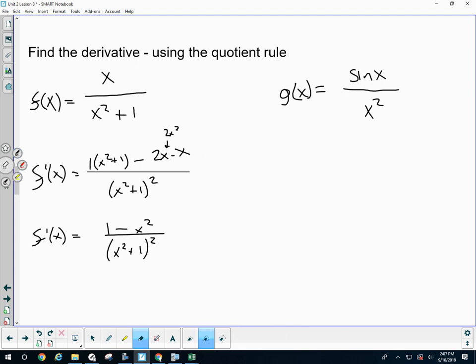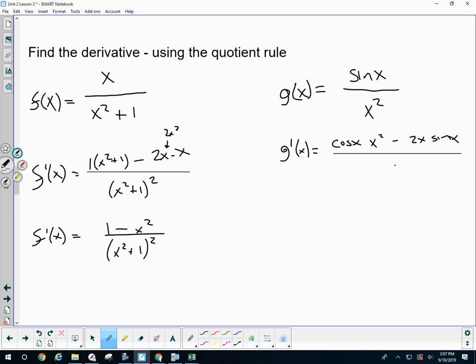For g, it's tangent slope generator using the quotient rule. Derivative of the top times the bottom. Don't multiply that cos x and that x squared together to be cos x cubed. That's wrong. Minus the derivative of the bottom times the top over the bottom squared. X squared would be squared.